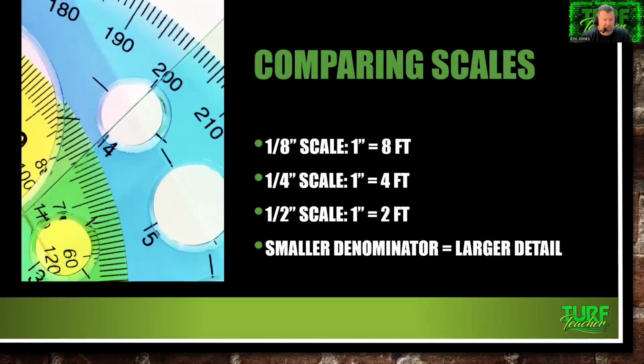So comparing scales, 1/8 inch scale is 1 inch equals 8 feet. 1/4 scale, 1 inch equals 4. Half scale, 1 inch equals 2 feet. Smaller denominator is a larger detail. So the smaller the denominator, the larger the detail. It's going to be bigger.